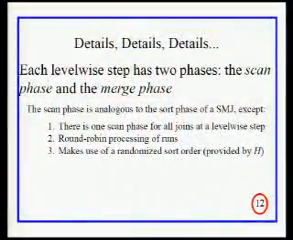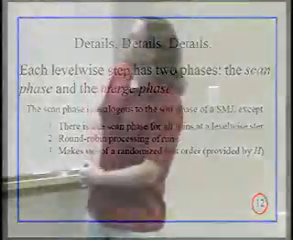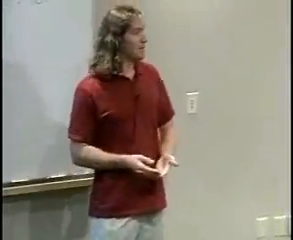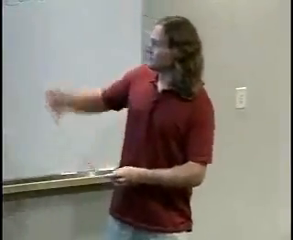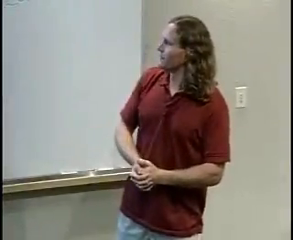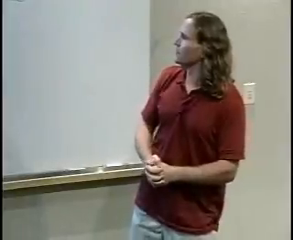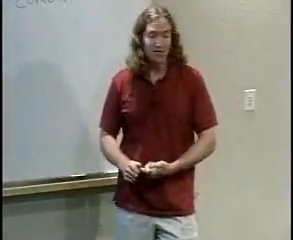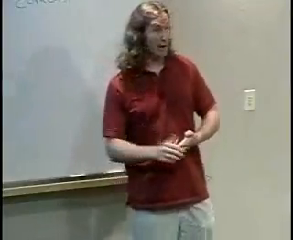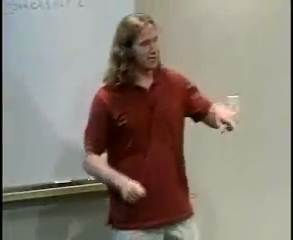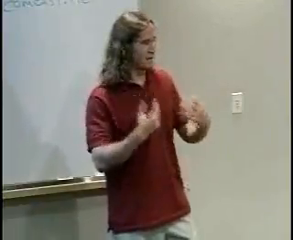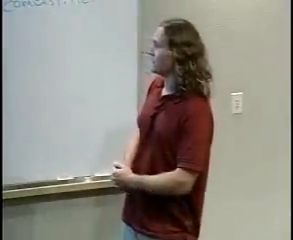Okay, so details on these level-wise steps. A level-wise step has two phases, a scan phase and a merge phase. The scan phase of a level-wise step is analogous to the sort phase of a sort-merge join, except there's one scan phase for all the joins in a level-wise step. There is a round-robin processing of runs. As you'll see in the scan phase, there's this kind of dance that these operators are doing, and that's really fundamental to the scan phase.